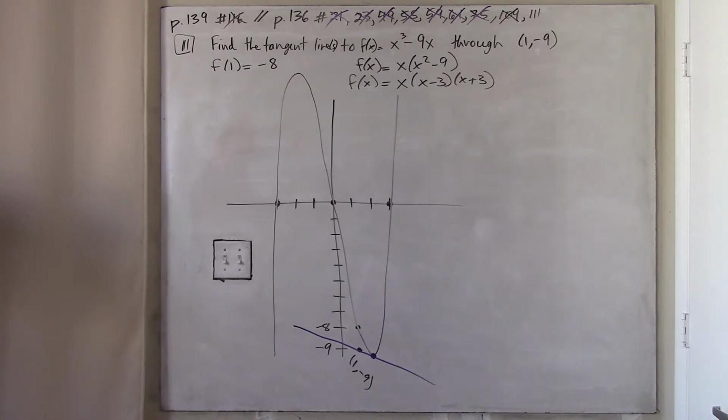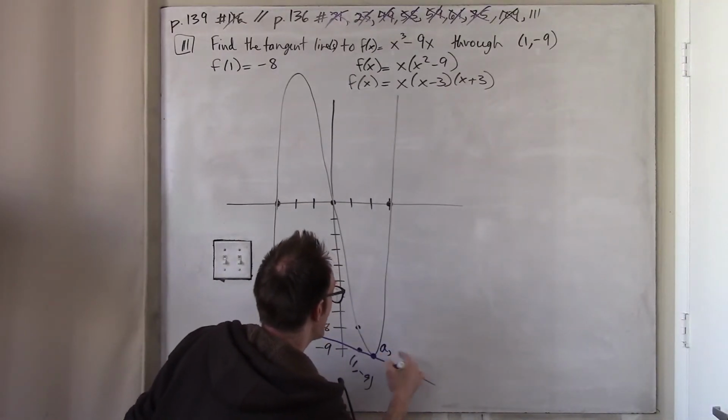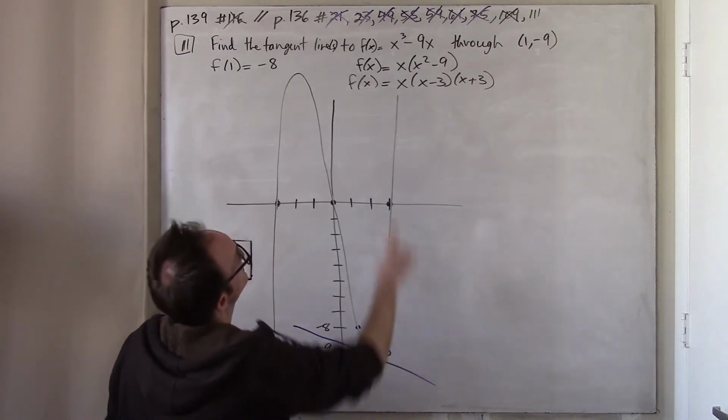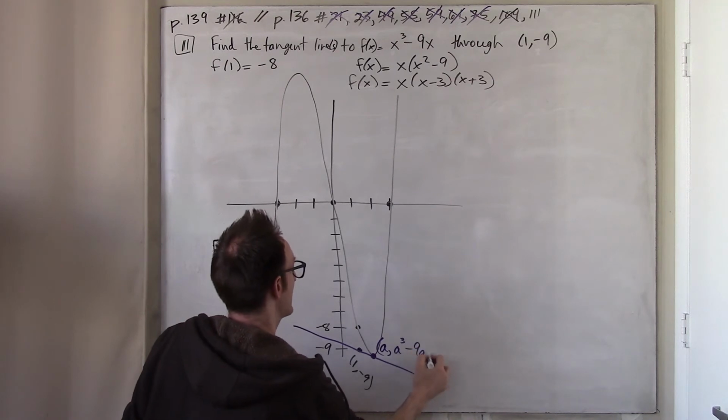The line which is tangent to the curve and also passes through the point 1, -9. So I'm going to give this point a name, a, comma, and, well, if it's on the curve, then its y-coordinate must be a cubed minus 9a.